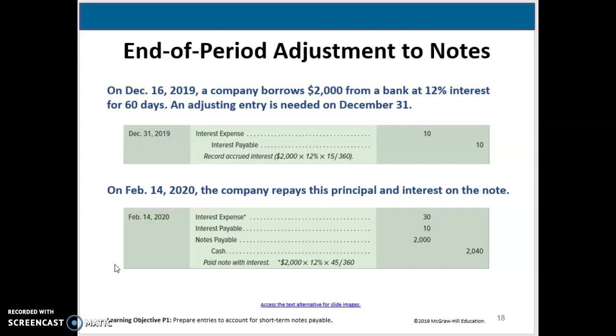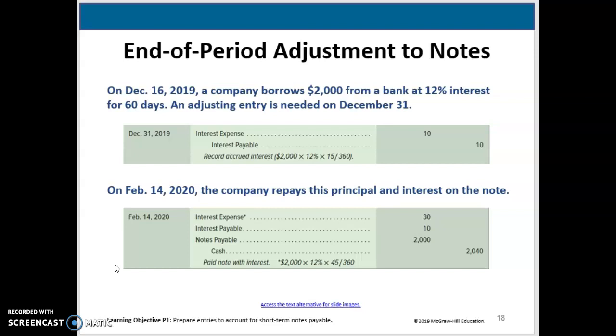So for this one, we have $2,000 principal times 12%. Now we only had 15 days, so 15 out of the 360 is what we're incurring now. So we're going to debit interest expense for that $10, and we're going to credit interest payable for that $10. Then when it's time to pay the note, we're going to bring that interest payable forward. So we're going to debit interest payable. That's $10 of the note interest that we've already recognized.